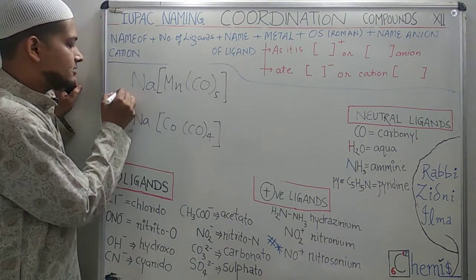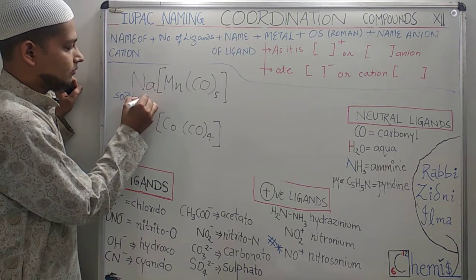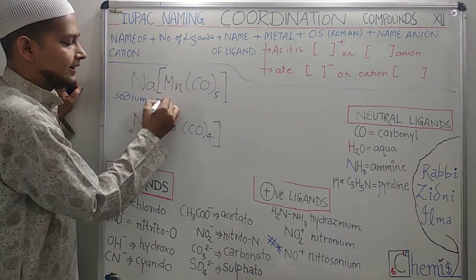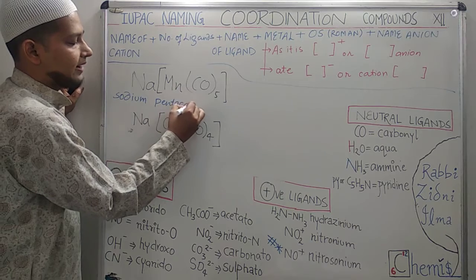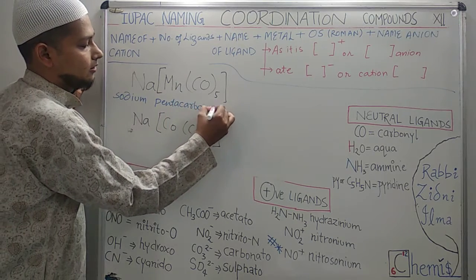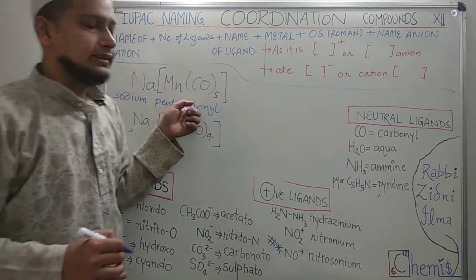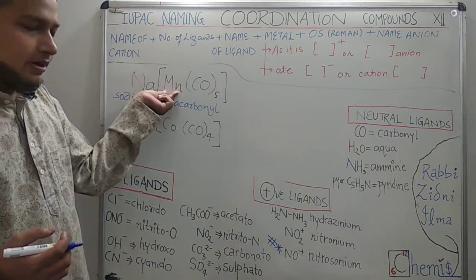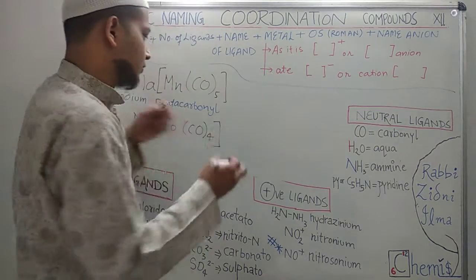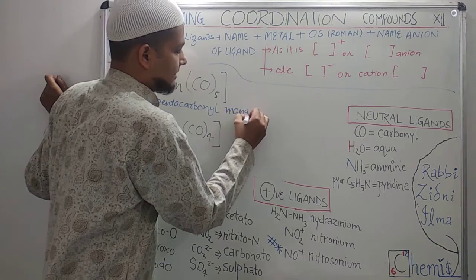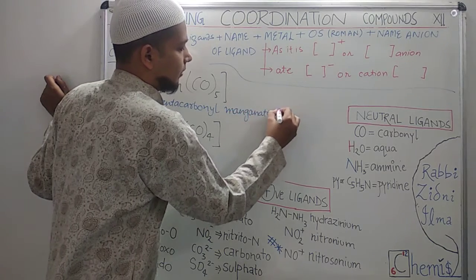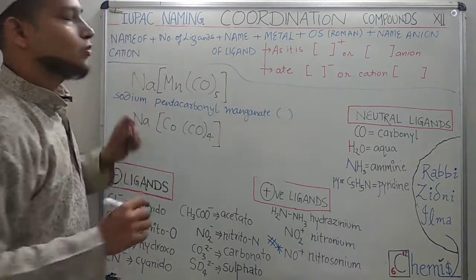Na will give us sodium. 5 corresponds to penta, and CO is carbonyl, so pentacarbonyl, that is our sodium pentacarbonyl. Next we have Mn, we will name it as manganate.